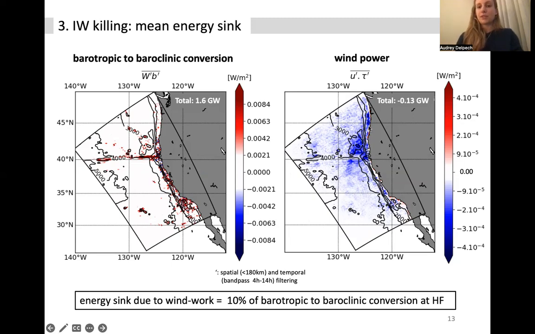Now, if we compute the same thing for the wind power over the ocean at those frequencies, exactly the same scales, so the U prime tau prime term, where tau here is the wind stress, we get a total of 0.13 gigawatts. And if we take the ratio of those two numbers, there is approximately a 10% difference. So we can conclude that the energy sink due to the wind work is about 10% of the barotropic to baroclinic conversion at those frequencies.